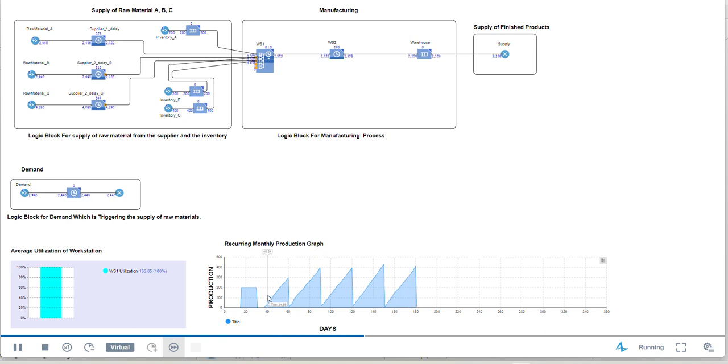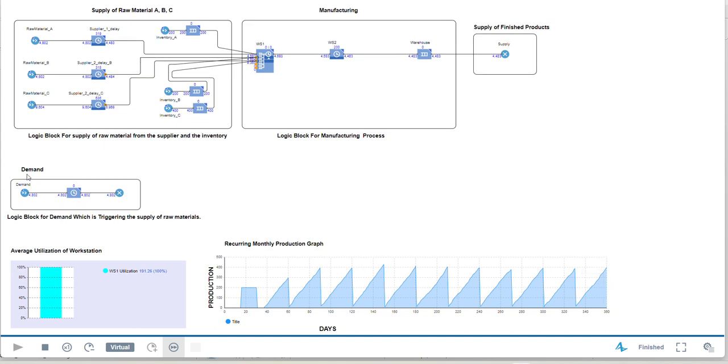Here we can see the model is running for the whole year, and at the end of the first month we are able to supply around 200 units of finished product. Then there is a disruption of around 7 days happening here. After that, in the second month we can see a total supply of around 300 units at the end of the month, and from the third month we are able to fulfill all the demand, that is 400 units, till the end of the year.